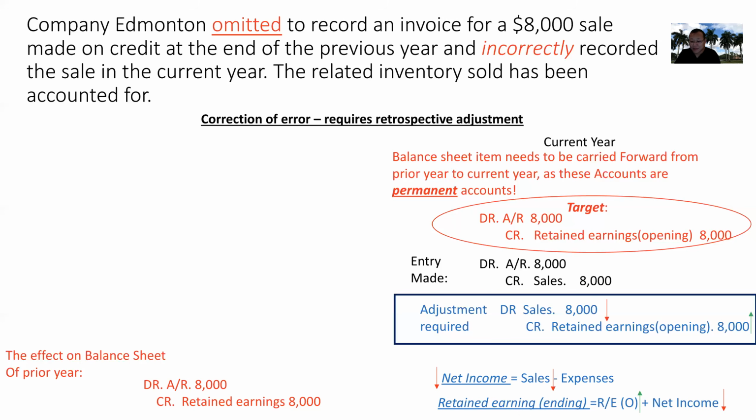Okay, so the income statement, right? The net income is reduced by 8,000. For the AR side, you don't have to make an adjustment. You already debit accounts receivable in the current year. That's what you need, right? You need to debit AR, so you don't have to do anything further on the AR. You don't have to do anything on the retained earnings, because the net effect is 0. So the only effect is that the net income is reduced by 8,000.